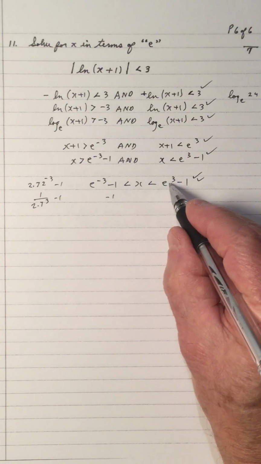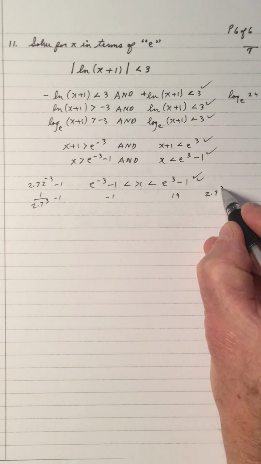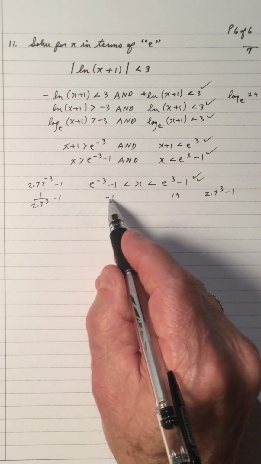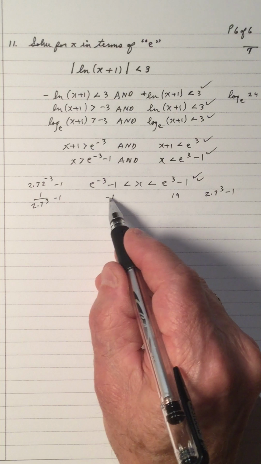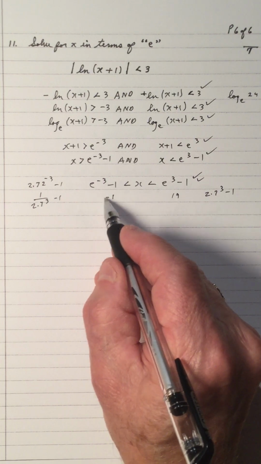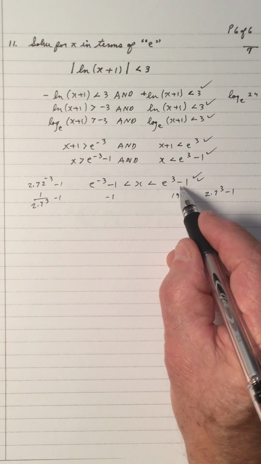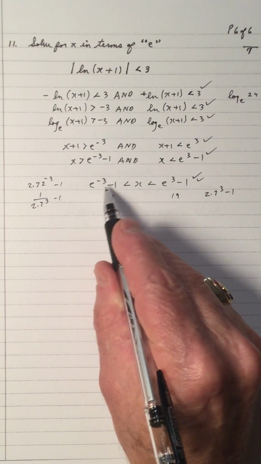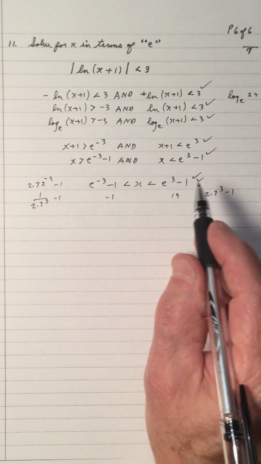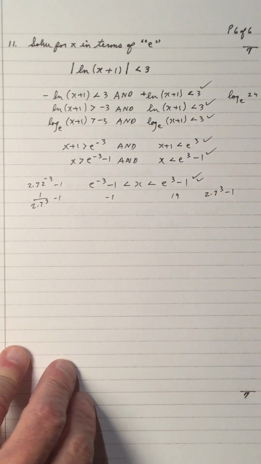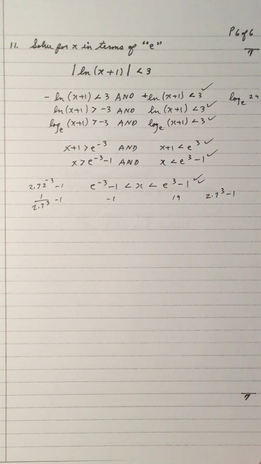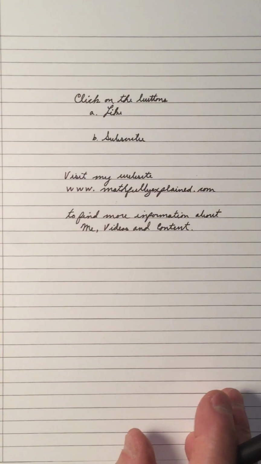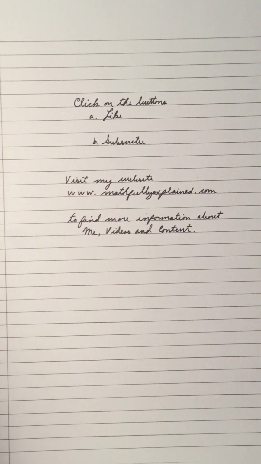So this is right here, e cubed is 2.7 cubed minus 1, so this is a larger number. So if you took a calculator, you get roughly around -1, close to -1, and here is close to 19, so that's why it's in between. This number is smaller than this, so we write it as a less than. And that's 7 marks.